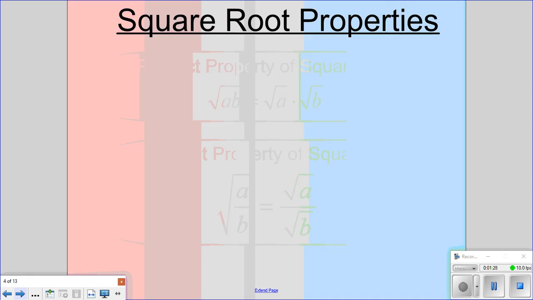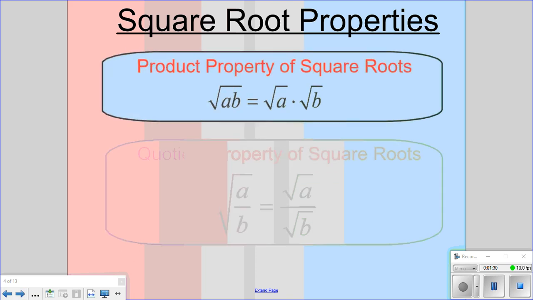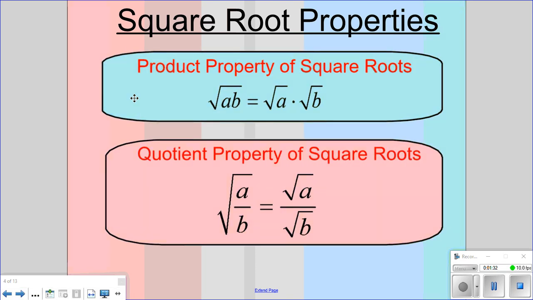Today we're going to be talking about the quotient property of square roots. We talked about the product property of square roots last time, so today we're going to be focusing on the quotient property of square roots. What that allows you to do is it says if you have the square root of a over b, you can rewrite that as the square root of a over the square root of b.